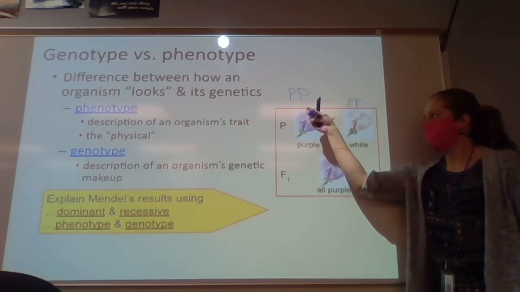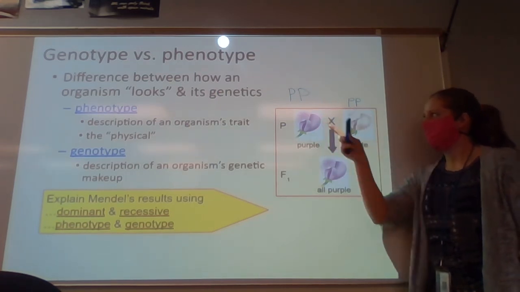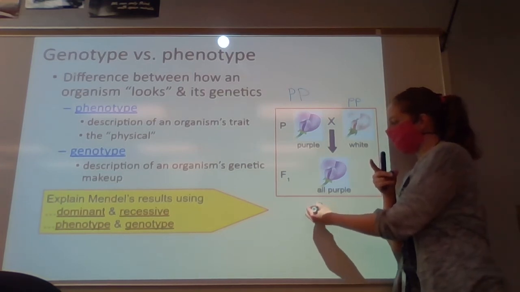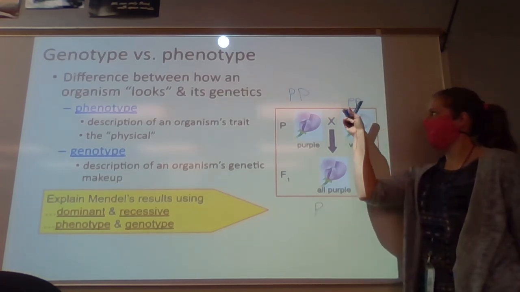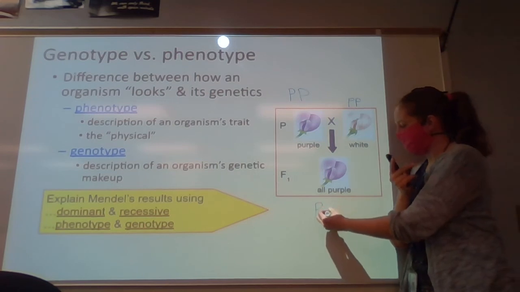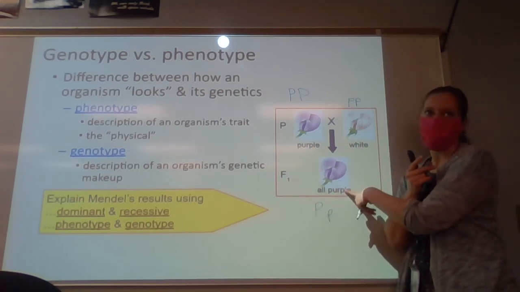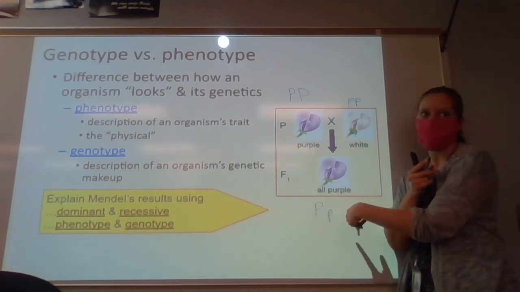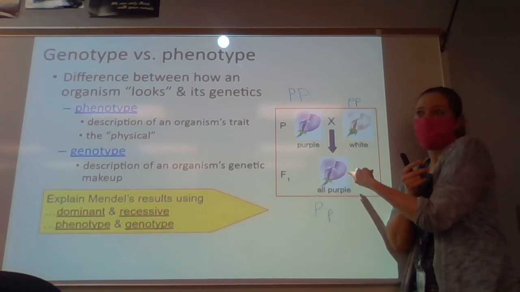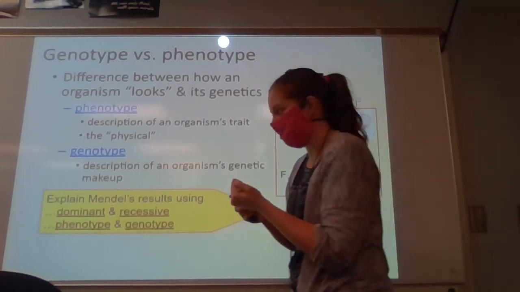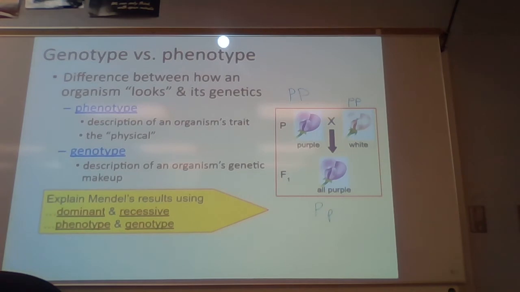Okay. This offspring here, we do know this parent's going to pass on the dominant one in every gamete. This parent's going to pass on the recessive one. So this individual actually has one of each, right? It has the genotype of one of each. But the phenotype is still purple. So there's an important distinction between genotype and phenotype.